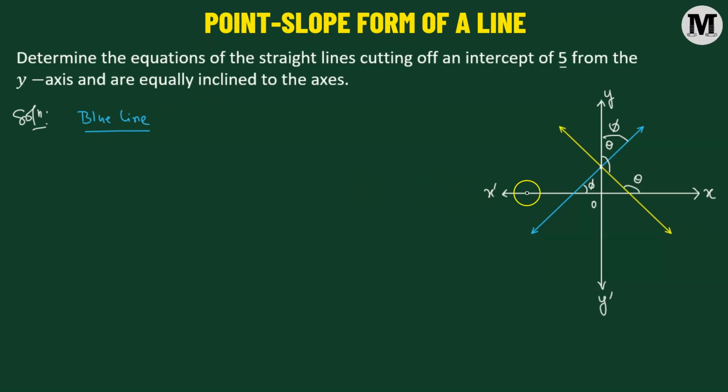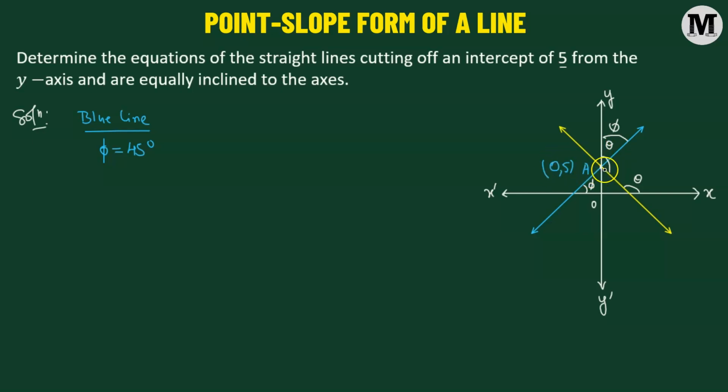Our goal will be to first find out the angle phi which the line makes with the positive direction of the x-axis. Now here the angle phi is going to be equal to 45 degrees. The best way to understand it: this particular point, the point A, is the point of intersection of the line and the y-axis, so it is going to have the coordinates (0, 5).